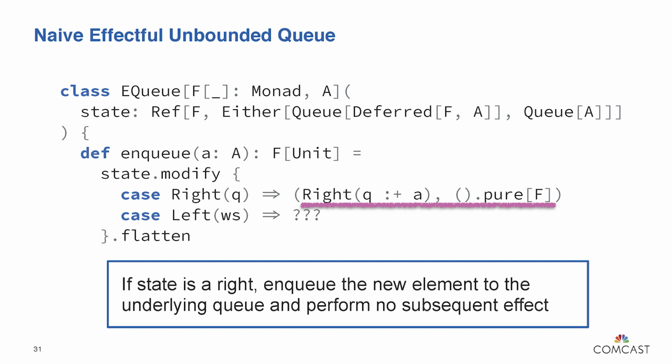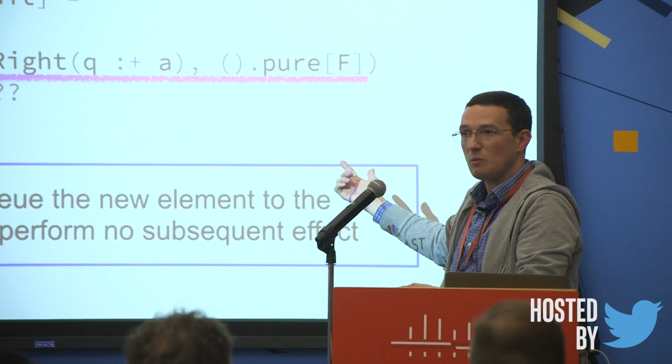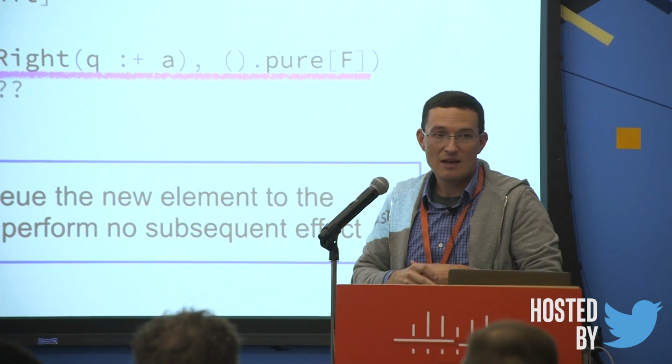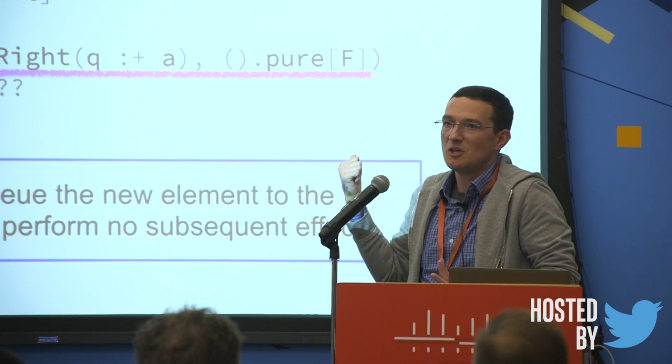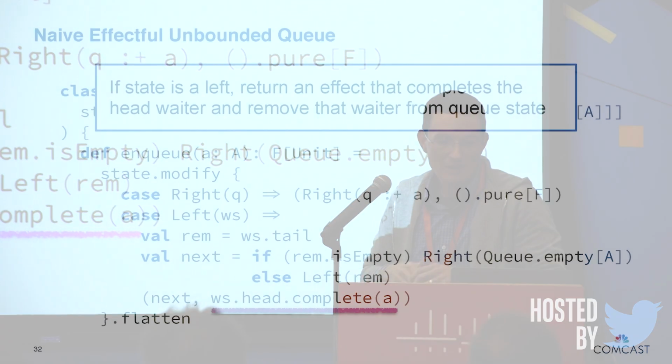If we have a new element coming in, and we already have a bunch of elements sitting in memory, this is easy, right? In that case, we can just take this new element A and stick it onto the end of our current queue of elements. And so we update our state with a new write, just with that A appended to the end. Now, we don't want to actually have to do any effect in this case, so we just use unit.pure to say, don't do anything after this completes.